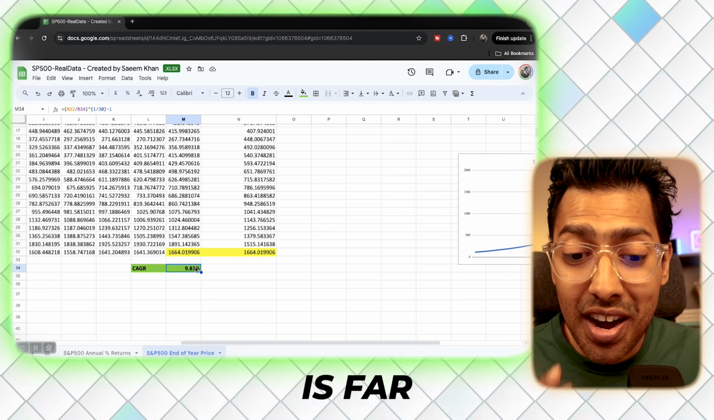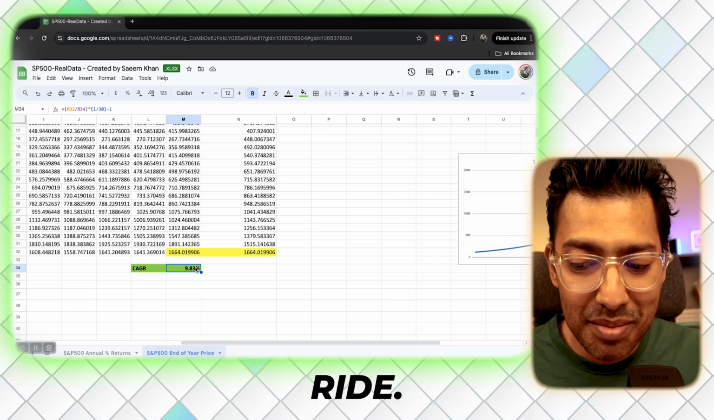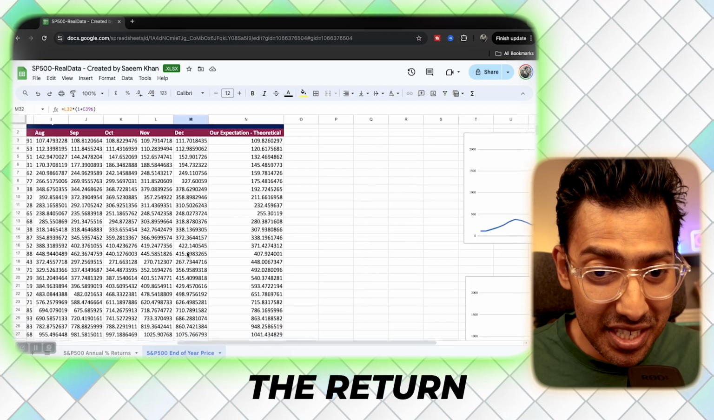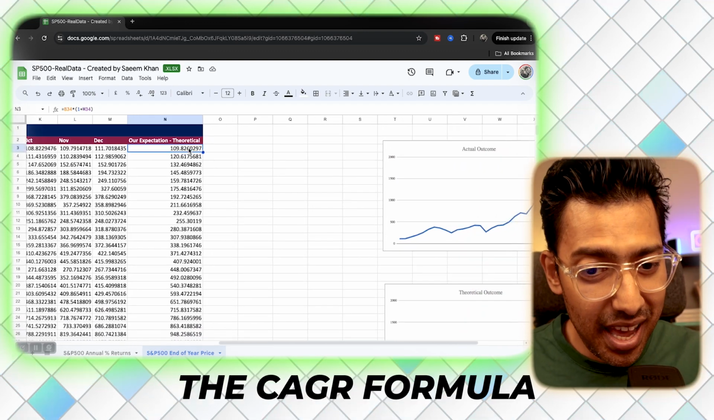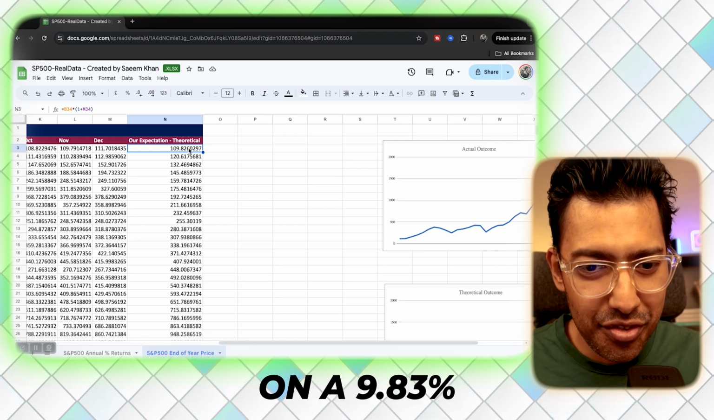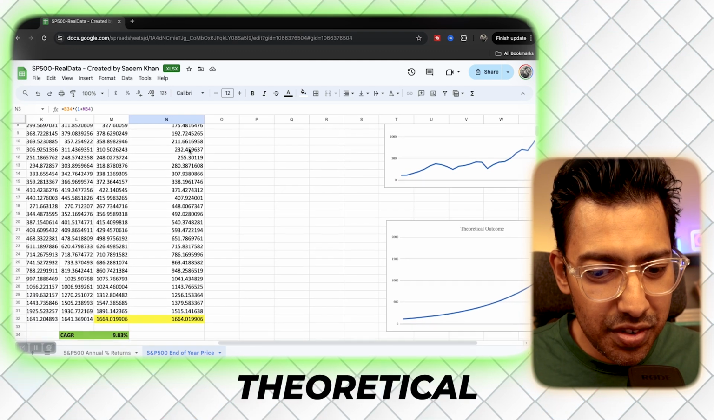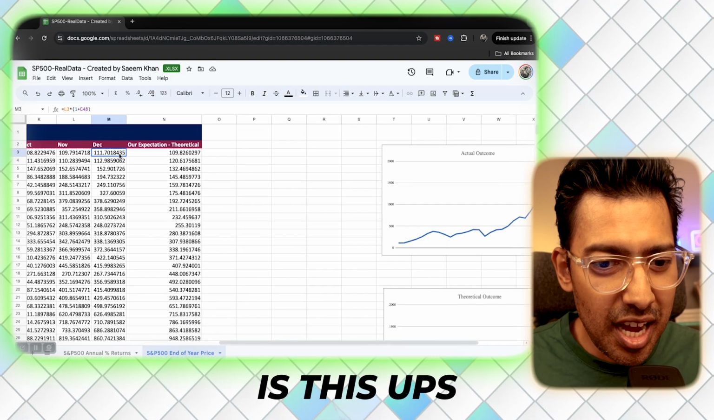The reality is far from the theory, right? The reality is full of ups and downs, this bumpy ride. But ultimately, you see the return versus the theoretical. If you put that same CAGR formula on $100 for 30 years at 9.83 percent, you will see that the theoretical value is exactly the same. But what we don't realize is these ups and downs.